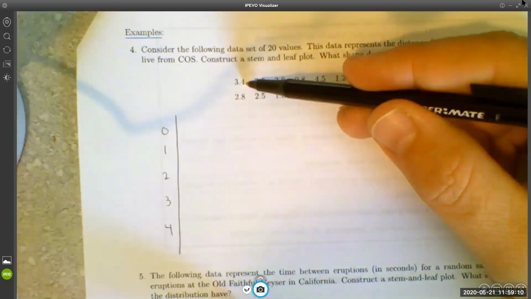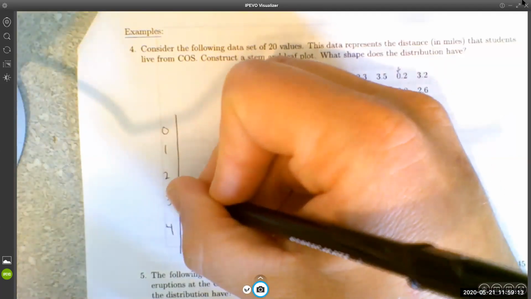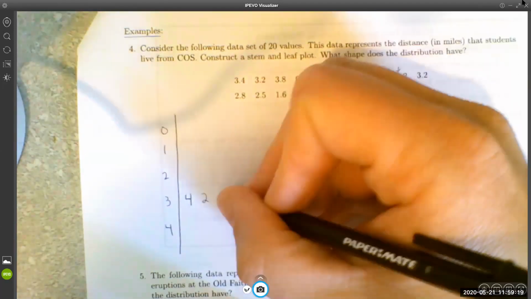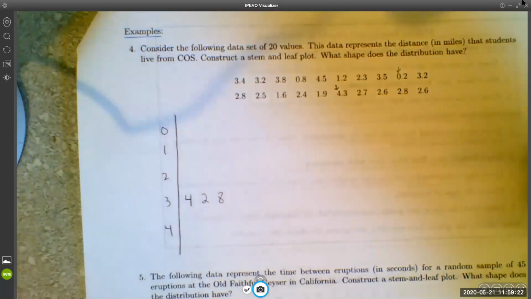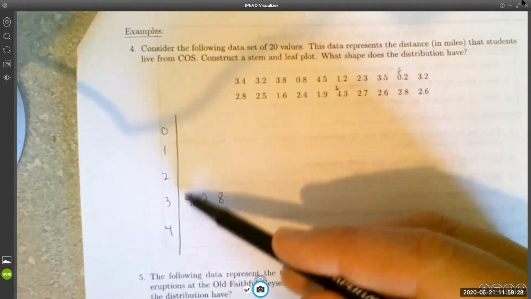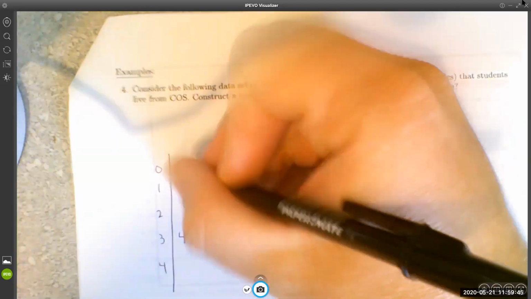Going through now, 3.4 means I should have a leaf of 4 on my stem of 3. And 3.2 means I need a leaf of 2, and 3.8 means I need a leaf of 8. You don't need to put a comma between these numbers, because as we said on the previous page, leaves are always just a single digit. Each one of these numbers represents a different observation. This number represents an observation of 3.4, this one represents an observation of 3.2, and so forth. 0.8 would go up there, 4.5 would go down there, and so forth.